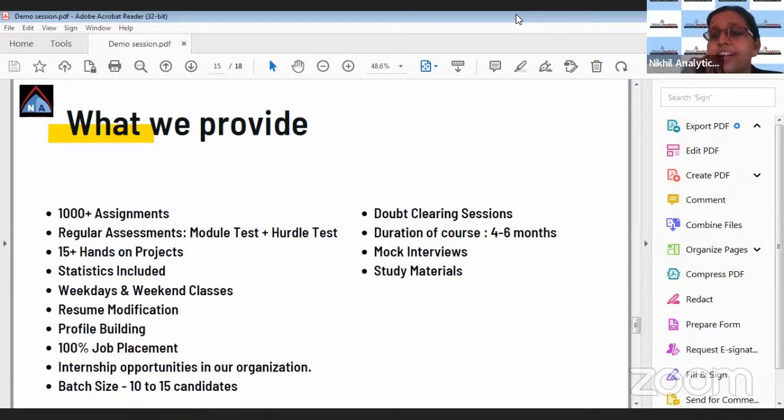Many times you are not getting even interview opportunities, although you do so many things and change the resume, you still do not get the call. But with Nikhil Analytics, 100% you will be getting the calls, because we have our own partner companies with which we help you in getting job interviews, and your tension of getting the interview call is eased. Then comes the study material, and everything will be provided by Nikhil Analytics.